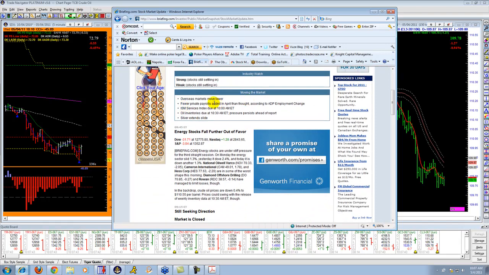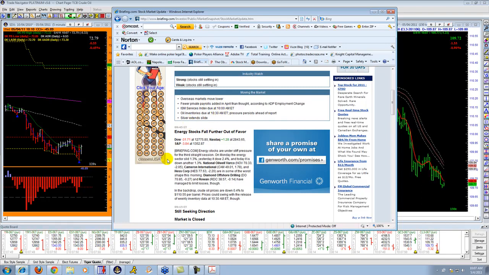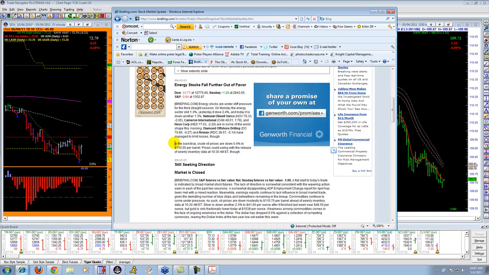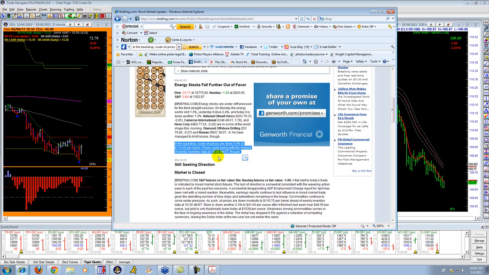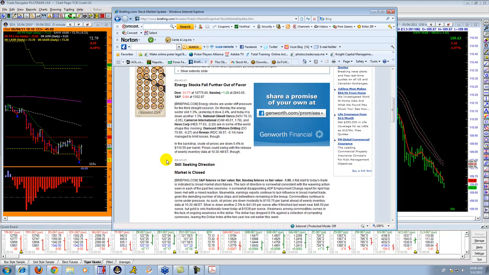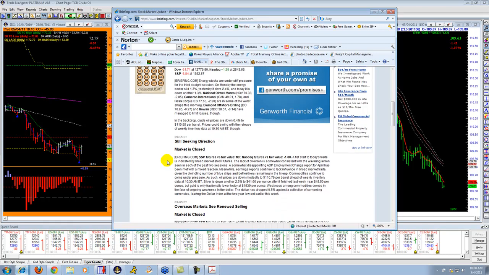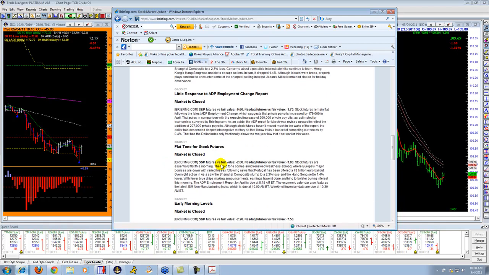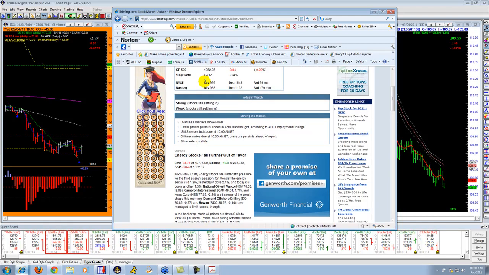Once again, we notice that overseas markets are moving lower. ISM just came out. Oil inventories and silver extend their slide. Notice they're talking about it once again in the headlines as well. In the backdrop, crude oil prices with the release of weekly inventory data at 10:30 a.m. It is important today, and we want to pay attention to it. So we wait on this report to come out. If you come back down through here, you'll see I'm talking about it again. It's going to be coming out.